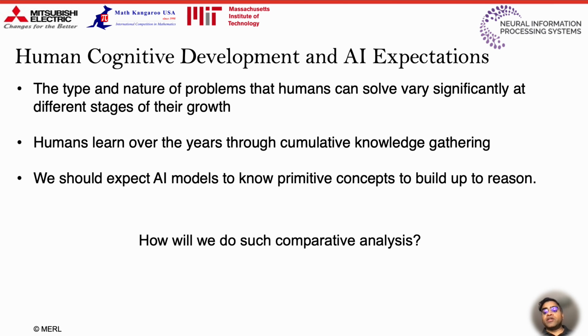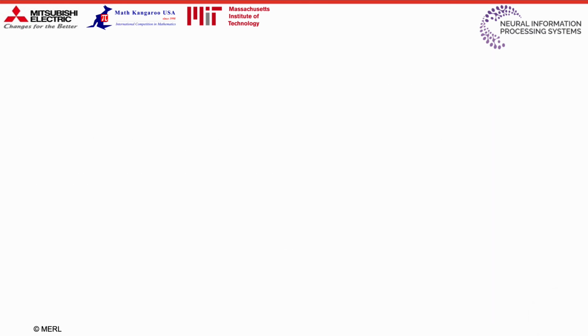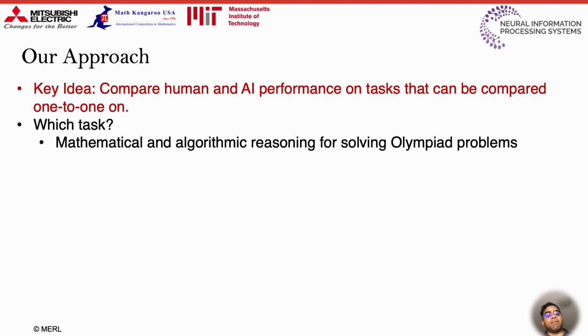If we want artificial generalist models that think and reason like humans, we should expect these models to reliably demonstrate primitive concepts towards building up to reason about more complex problems. But the main question is, how do we do such comparative analysis? One way is to compare human and AI performance on tasks that can be compared one-to-one. One such task is mathematical and algorithmic reasoning for solving mathematical Olympiad problems.